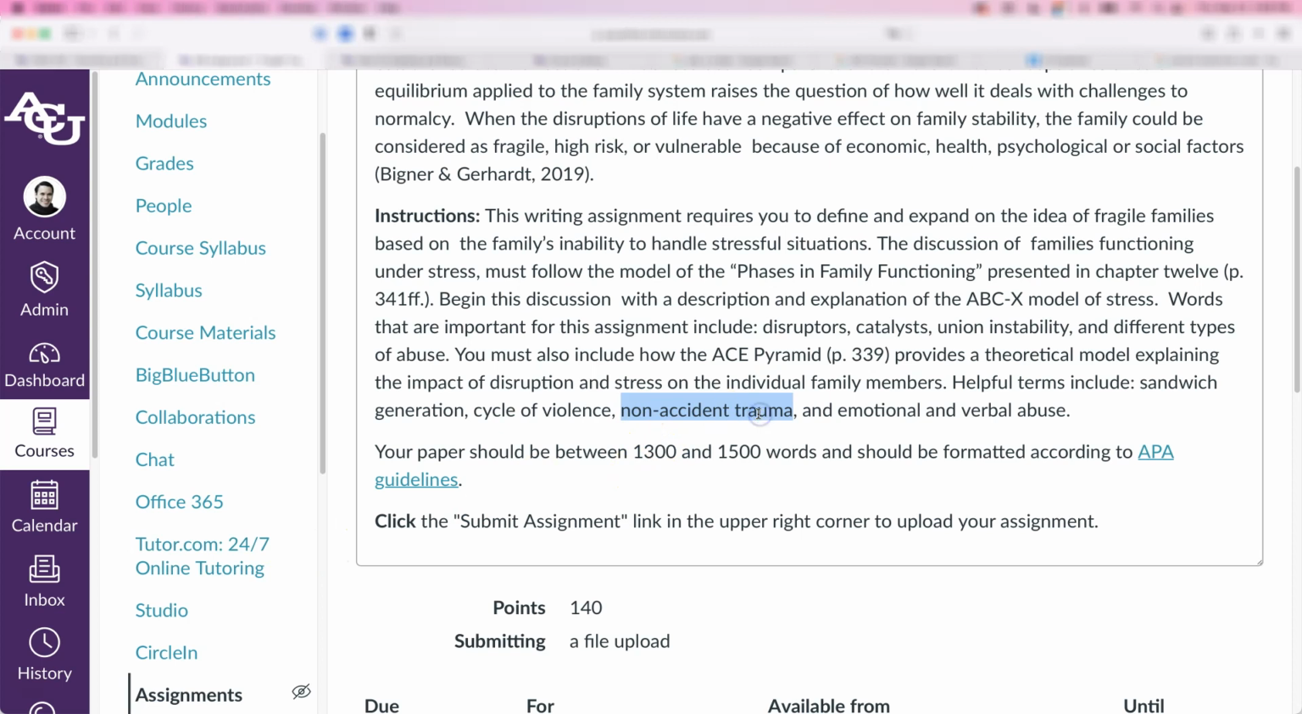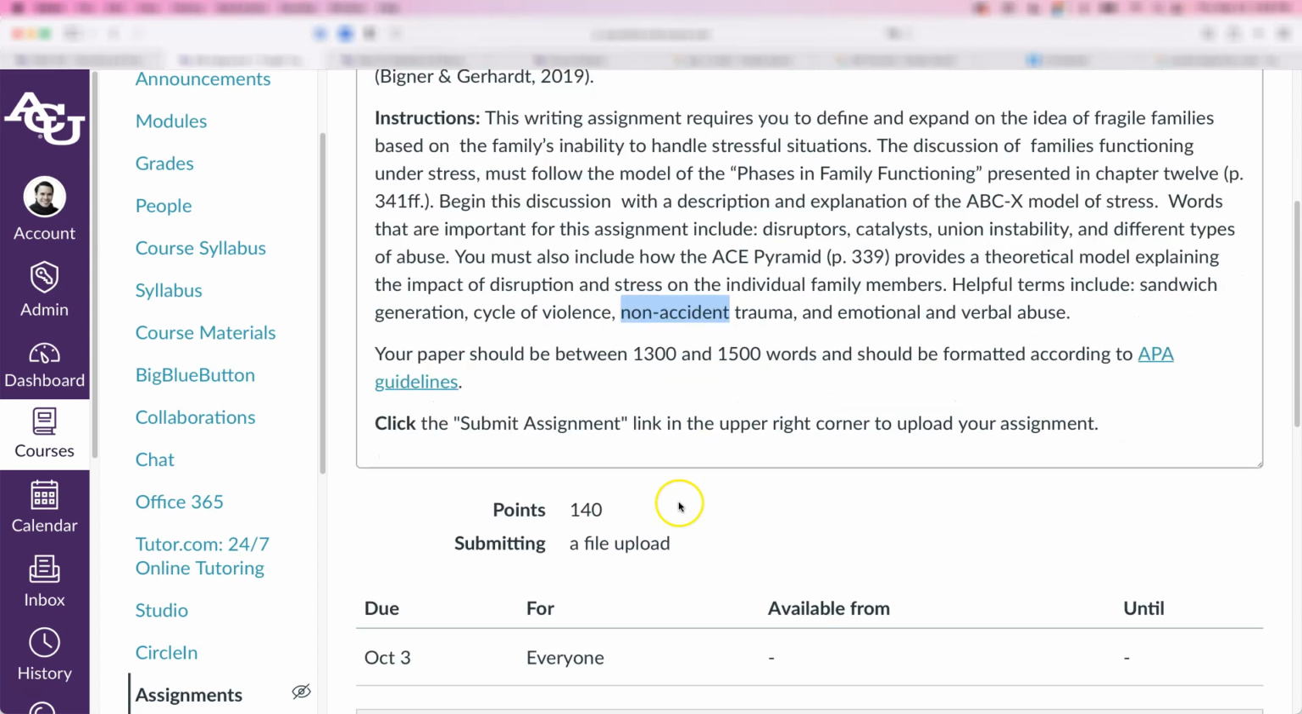And because we are talking about APA style, non-accident trauma, the non-accident per APA style rules, you would not hyphenate it. It would be NONACCIDENT, no space, no hyphen. Alright, this should be 1,300 to 1,500 words, so that's going to be approximately 5 to 6 pages in APA style, and should be formatted according to APA guidelines. So that's 5 to 6 pages of content, not counting the title page, not counting references pages.